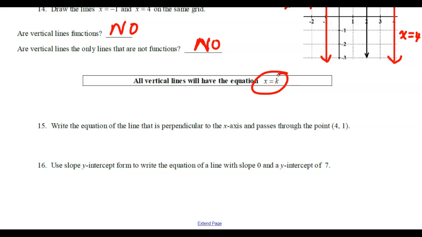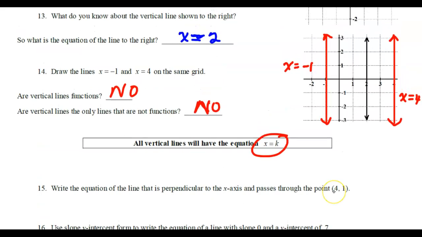Listening, please. Says write the equation of the line that is perpendicular to the x-axis and passes through (4, 1). You can use the grid above if you want. So it passes through (4, 1) right there, and it's perpendicular to the x-axis. The x-axis is here. Is that horizontal or vertical? Horizontal. So perpendicular is vertical. So it's actually the same as this one that we already graphed. So it's this line here. I'll just freehand it. And so that's going to be x equals 4. It's basically x equals whatever the x value is of that point.